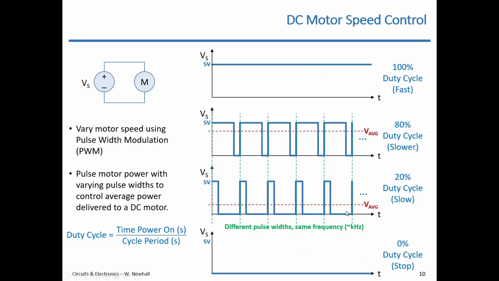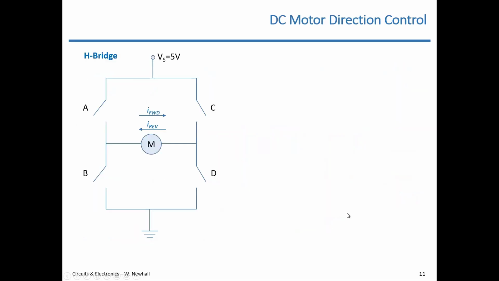How about direction? What if you want to reverse directions? That's where you would use a circuit called an H-bridge. So this is an H-bridge. It's an H-bridge because it kind of looks like an H here. Imagine you have 5 volts applied from a power supply to this top node, and you have the bottom node grounded.